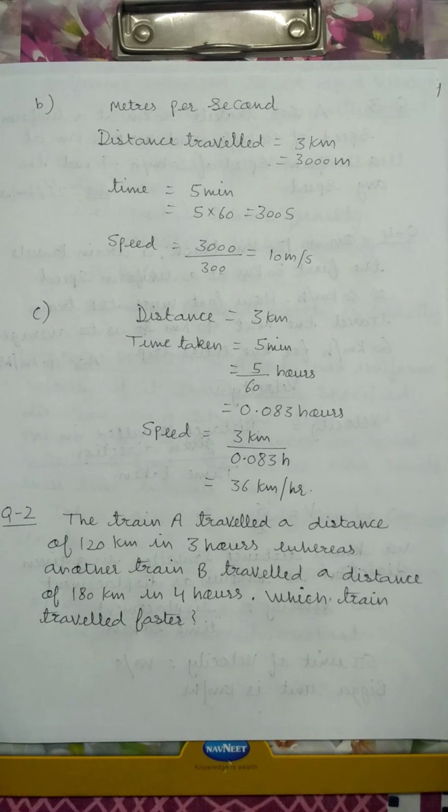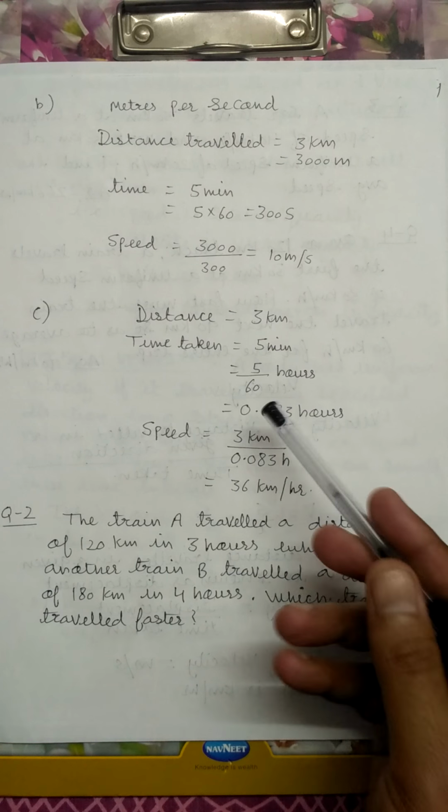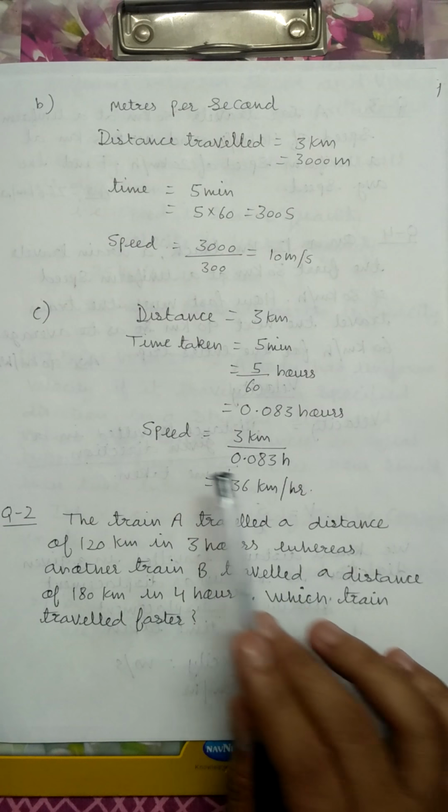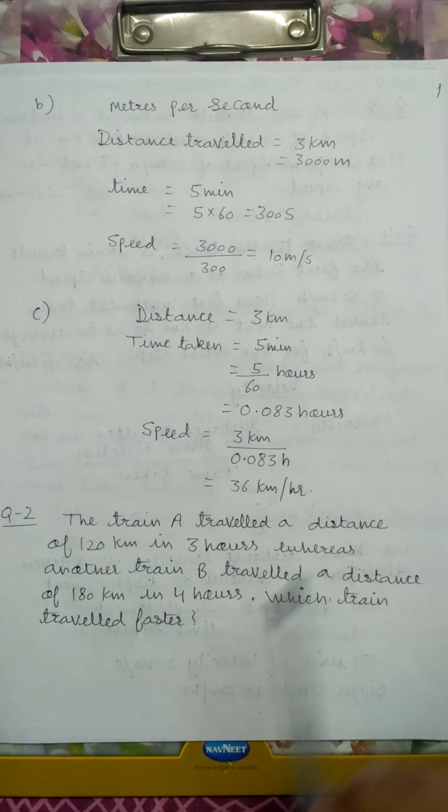Point C, in kilometers per hour. Distance is already given to us in kilometers, so there is no need to change it. Time taken is 5 minutes, so convert 5 minutes into hours, so 5 upon 60 hours. Now if you calculate, the speed comes out to be 36 kilometers per hour.